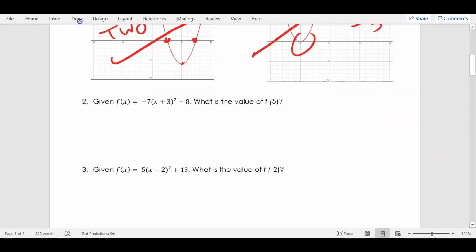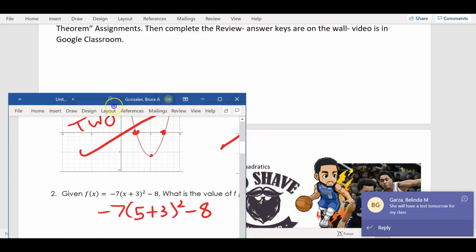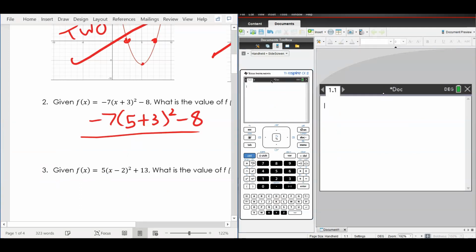What's the value of f(5)? Okay. So when you're doing this, you can evaluate these by plugging in 5 into this. So let's go ahead and rewrite this: -7(5 + 3)² - 8. Okay, if we pull this over, go to our calculator, and then we just type this in the way it is: -7, parentheses, instead of x, 5 plus 3, parentheses, don't forget the squared, minus sign 8, and we get -456.